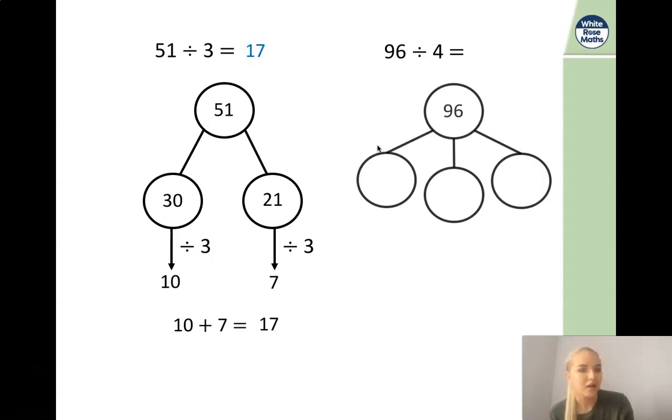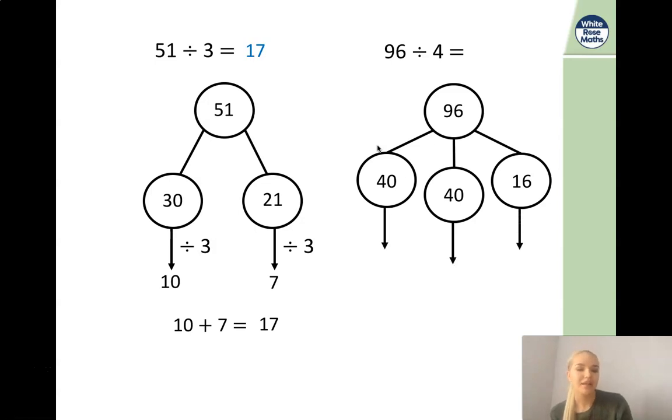Here we have the number 96. Now because the number 96 is such a big number, we can partition it 3 ways. We can start by thinking, well, what's an easy number that 4 goes into? Well, we know 4 goes into the number 40 10 times. So we can think, right, we have 40 and we're not really close to 96 yet, so we can have another 40. 40 add 40 is what, please? 80. And then how do we get from 80 to 96? Fantastic, we add 16. So these could be our 3 partitions.